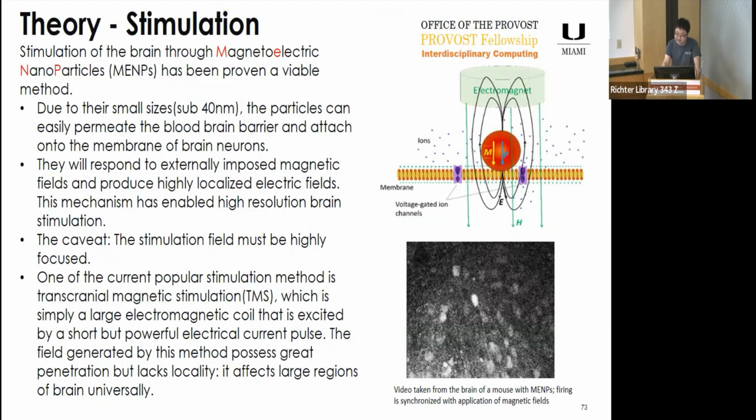But the nanoparticle, since it's sub-40 nanometer in size, can actually go into your brain, and then you can apply some DC field to position and anchor the particles onto a predetermined position, and then you can apply a high intensity magnetic field to stimulate the brain, but within a tiny region. The catch is the stimulation must be applied within a tiny area to reach a high degree of focality, and thus high spatial resolution can be achieved.